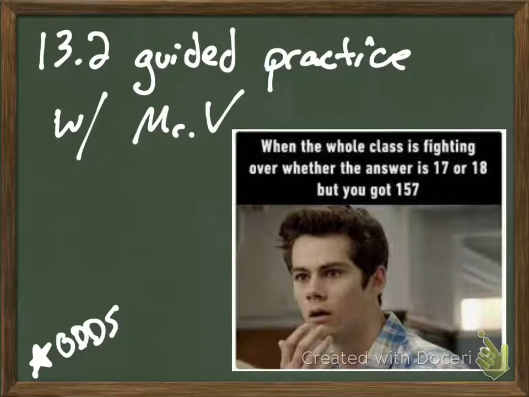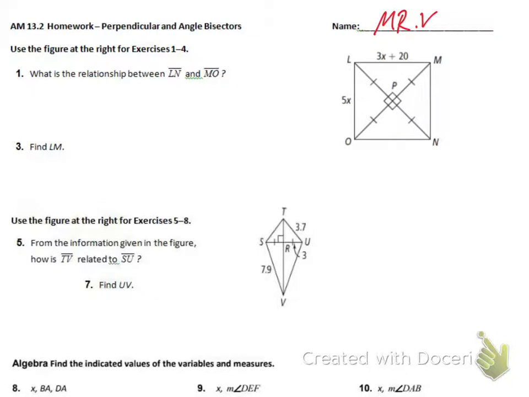This is the 13.2 guided practice. I'll be doing the odds. This will be on angle bisectors and perpendicular bisectors. All right, so for the first one here, it asks, what is the relationship between LN and MO?